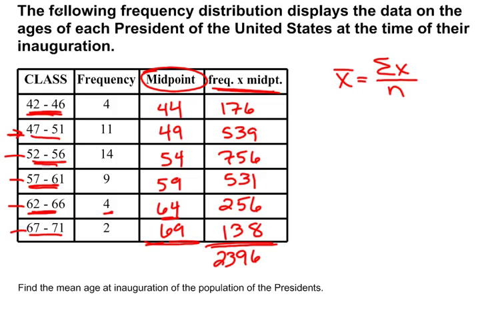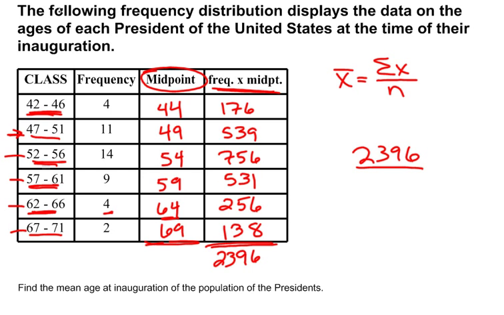Yeah, let me double check that's correct. Okay, so we get 2,396. Now, we're going to have to divide that by n. Well, what is n?